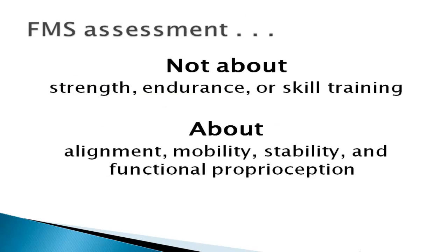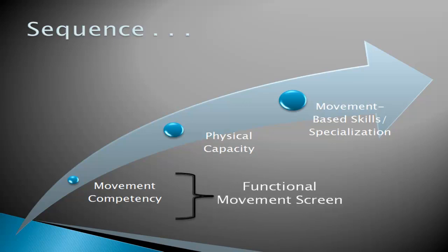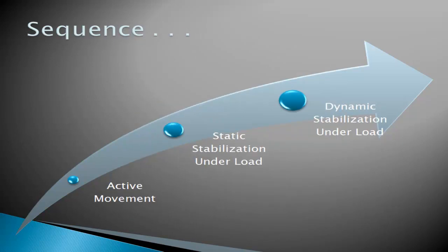So the FMS assessment is not about strength, endurance, or skill training, but it is about alignment, mobility, stability, and functional proprioception. The sequence of approach to each individual would then be to focus on movement competency with the FMS, and then progress to physical capacity, and then to skills related to a specific sport or activity. In relation to load, this means that movement competency is assessed first without load. Static and then dynamic load are part of the next steps of physical capacity testing and skill testing and training.